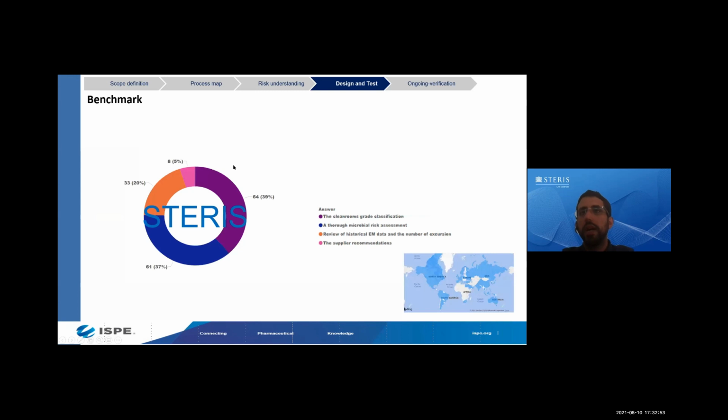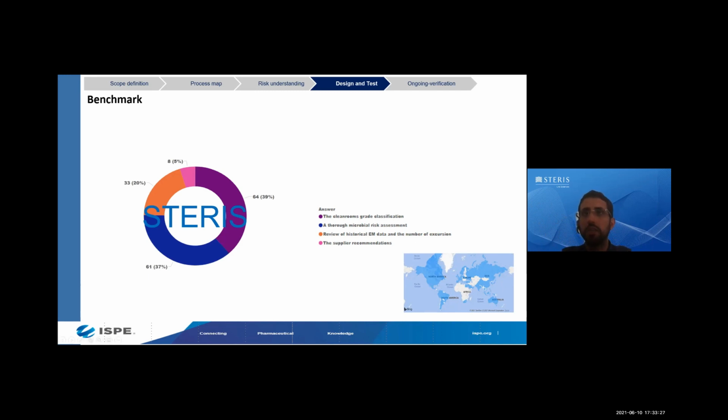So here, as a practice, 39% of the people that we surveyed say that they base the frequency of cleaning and disinfection only on the clean room grade classification. Only 37% do it through a thorough microbial risk assessment. That means they look at all the different parameters or elements that may affect the frequency, all the parameters that need to be taken into account to decide the adequate frequency.